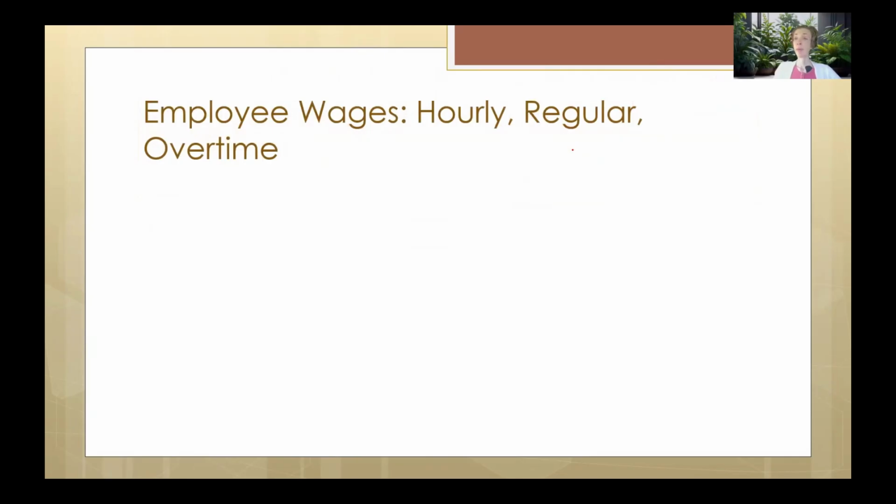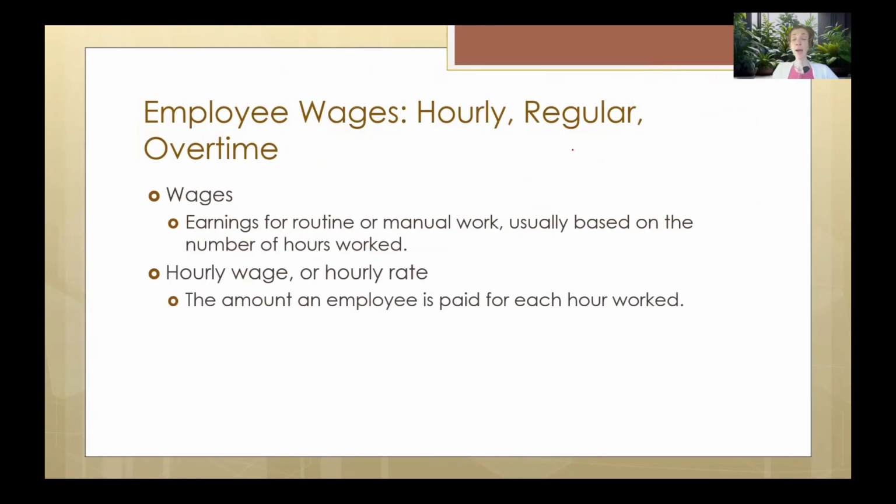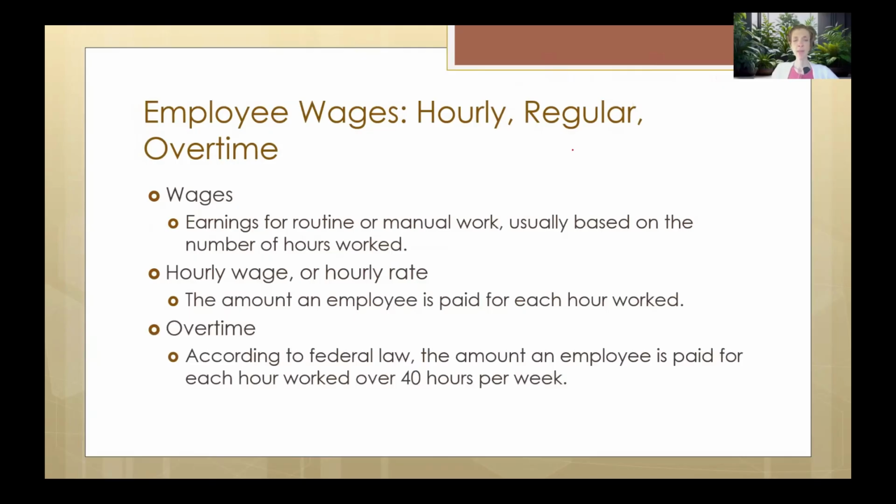Okay, now let's talk a little bit about employee wages. So we can have hourly, regular, and overtime. There are some others that we'll talk about later, but we're just going to start with these. Wages are earnings for routine or manual work, usually based on the number of hours worked. The hourly wage or hourly rate is the amount an employee is paid for each hour worked. So maybe you work at an ice cream store and you get paid $10 an hour. That's your hourly wage. Okay.